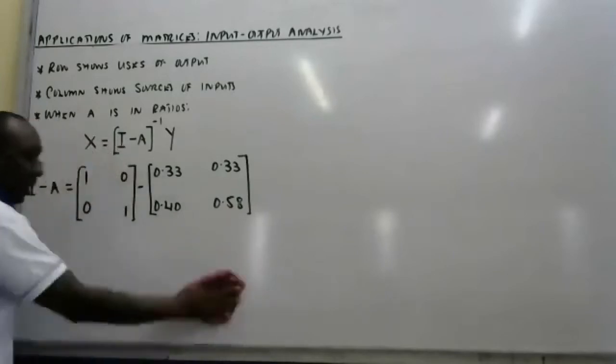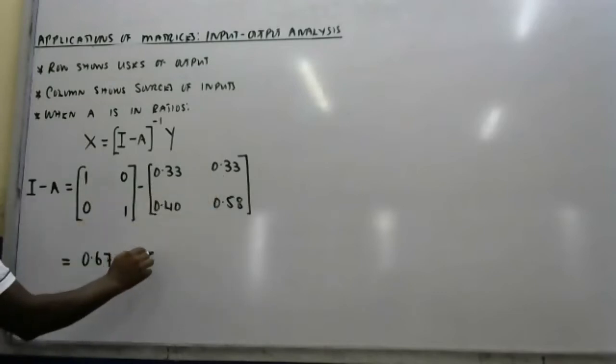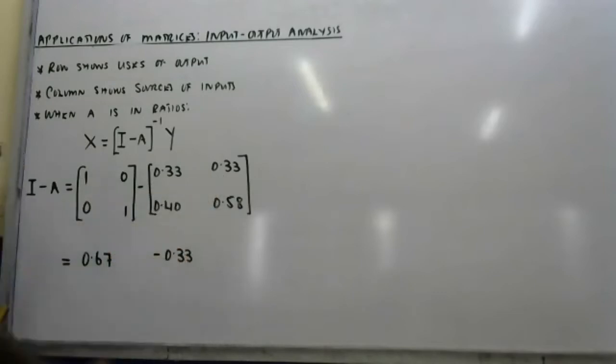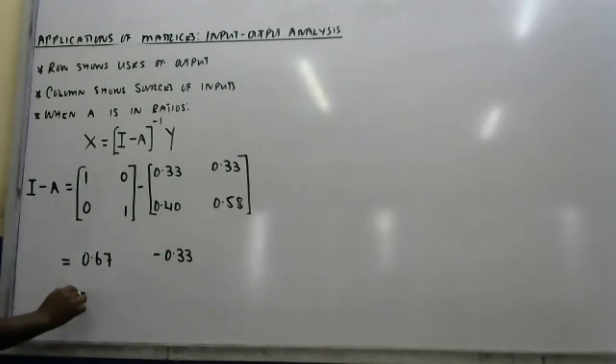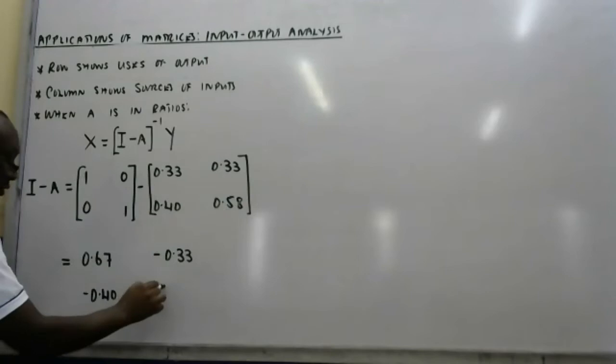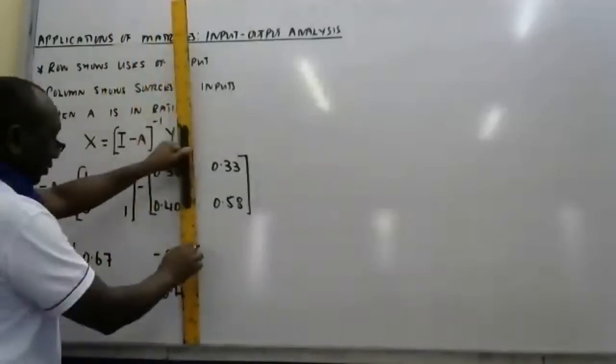You had checked operations of matrices, eh? So therefore the answer here will be 1 minus 0.33, that would be 0.67. Then 0 minus 0.33 would be minus 0.33. Then 0 minus this is minus 0.40. And 1 minus this is 0.42. So that is the matrix.